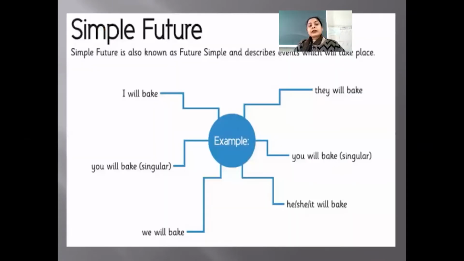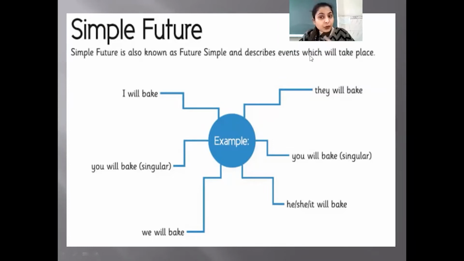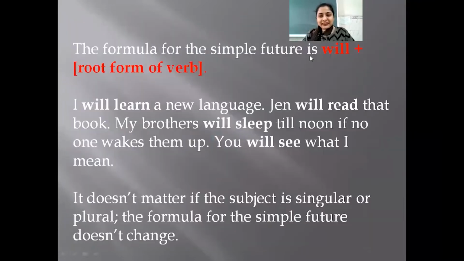Alright. Now simple future tense is also known as future simple and describes events which will take place. Which will take place means they have not started yet. They have not taken place till now. For example, I will bake. They will bake. You will bake. He, she, it will bake. He will bake. She will bake. It will bake. We will bake.